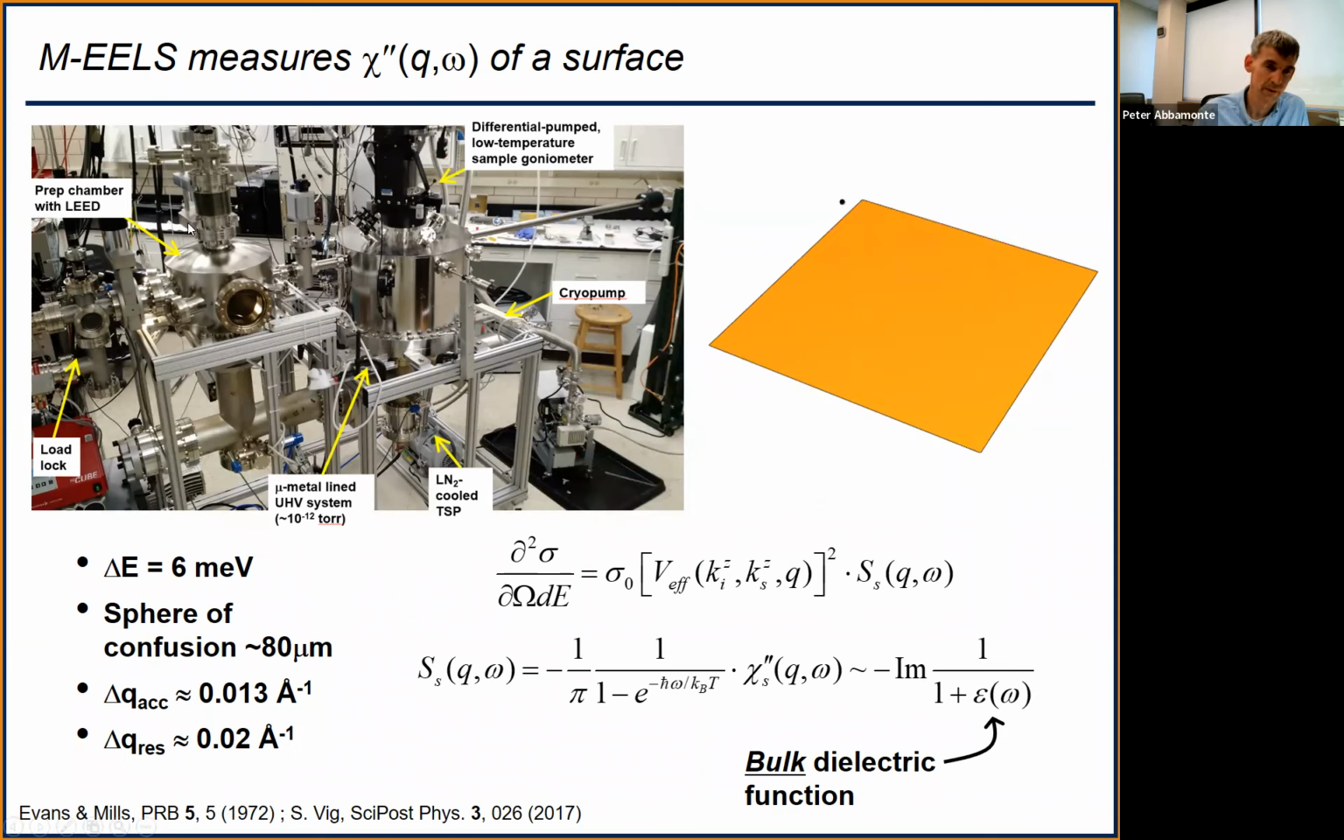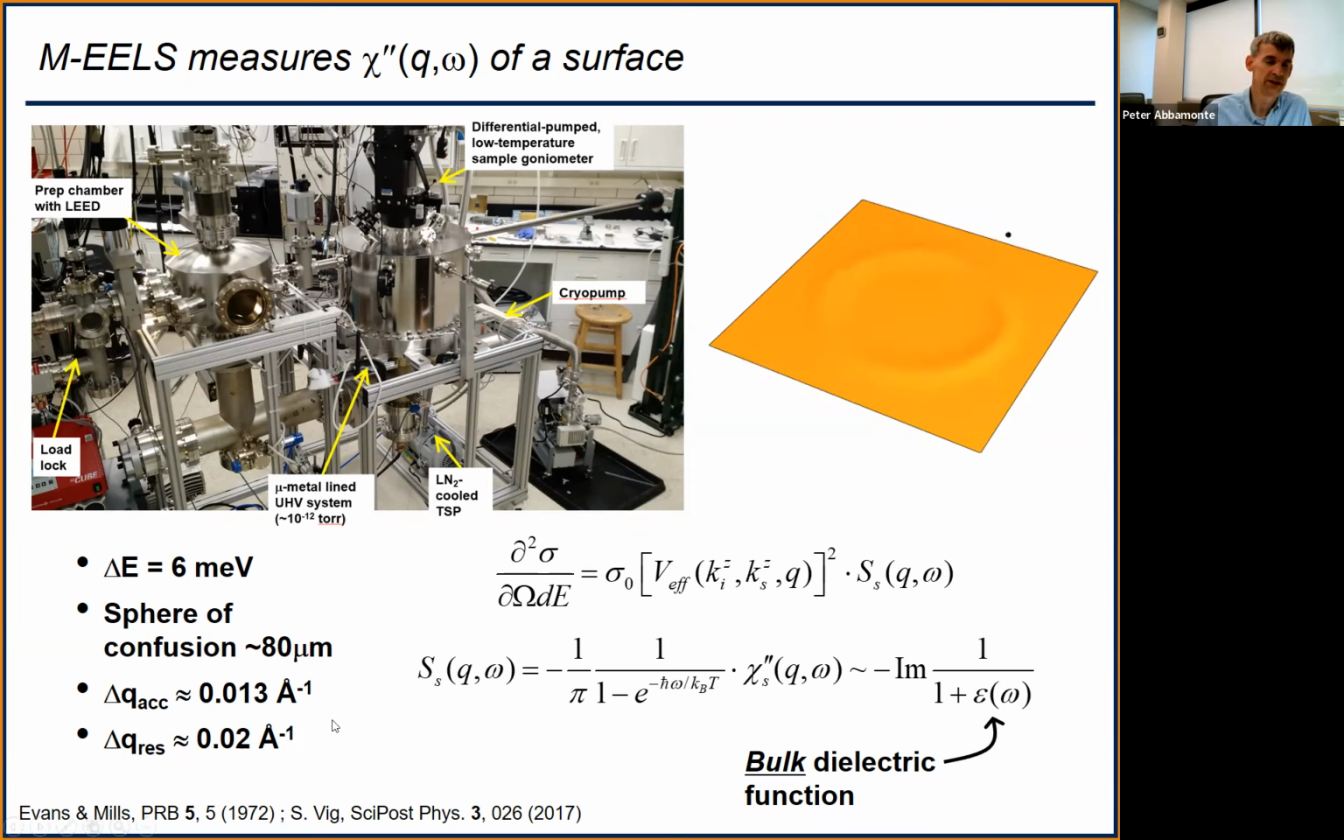But anyway, normally we prepare surfaces by cleaving them. And this is a fast entry load lock here. So the experiments are a lot like photoemission experiments while you're doing them. We use similar sample holders, same kind of cryostats, same kinds of glues, and so on. So the energy resolution of the instrument is about 6 meV. So it's similar to what you would get from some triple axis spectrometer at HFIR or so on.